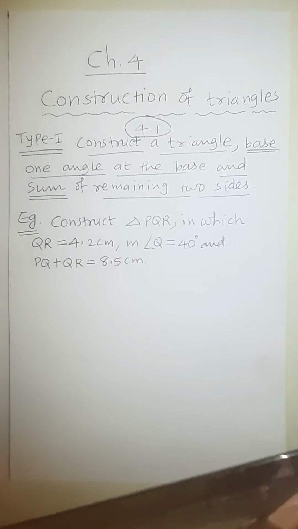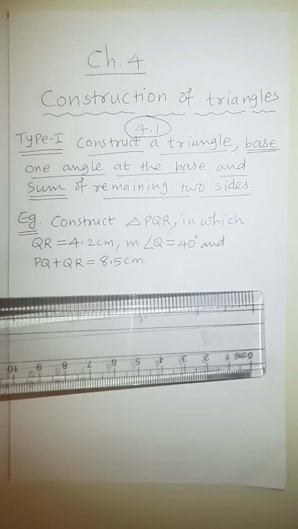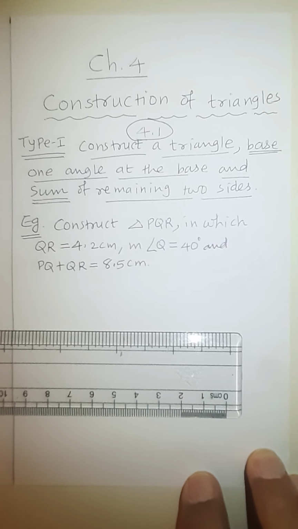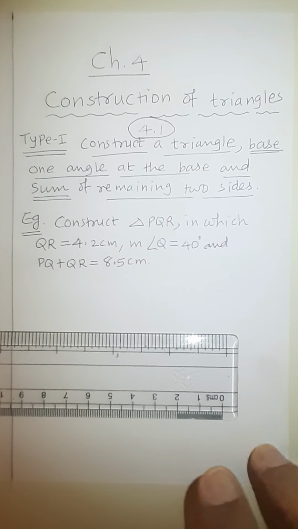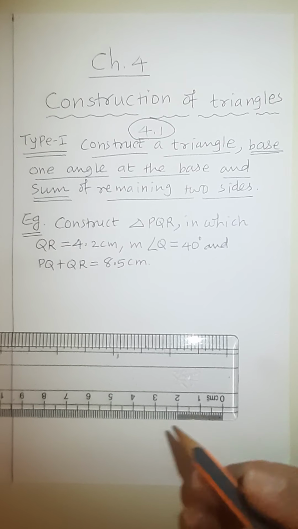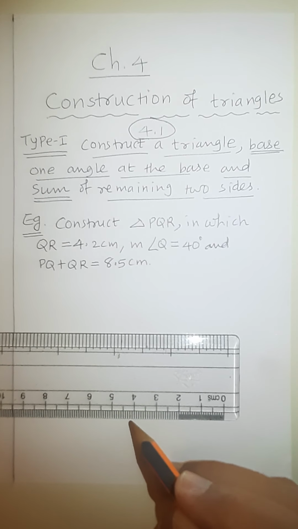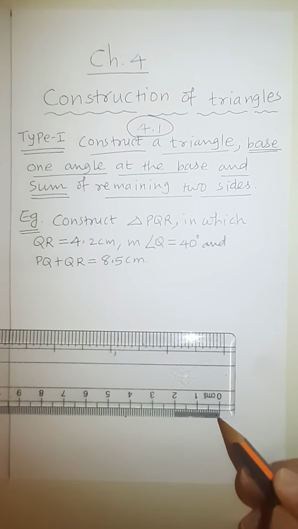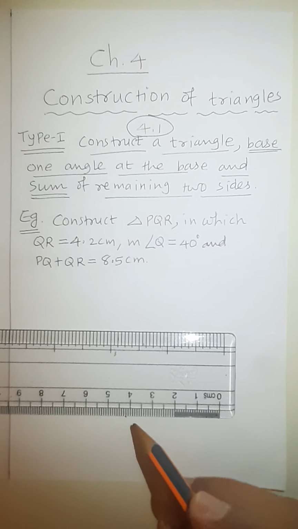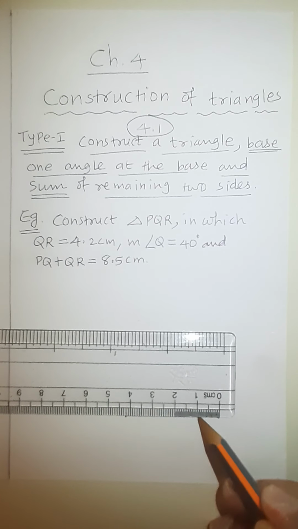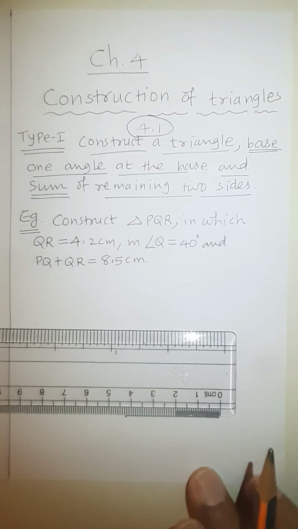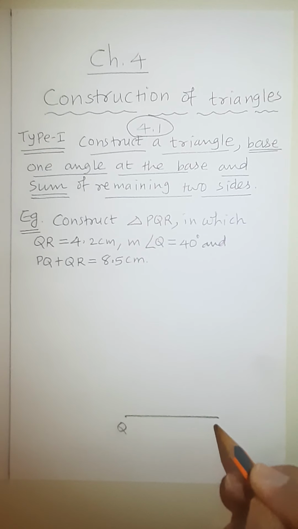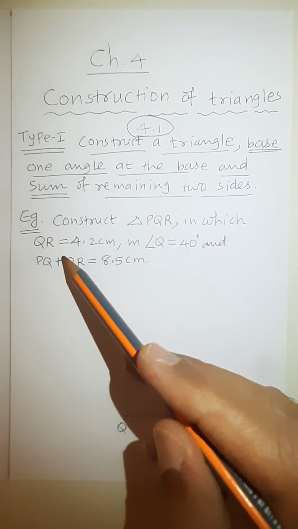First of all we will draw the base QR of 4.2 centimeter. So this is 0 and this is 4, so 4.2 is 2 millimeter ahead of this. First I mark the dots, so that it will give me accurate measurement. Now I will join these two dots. So this is the base QR. This base is drawn.